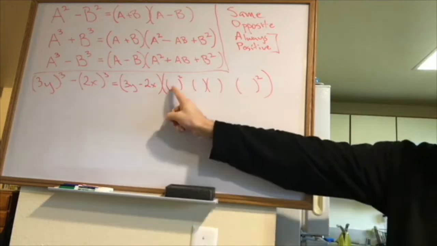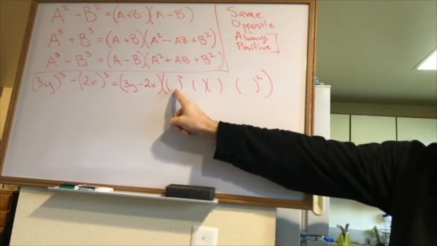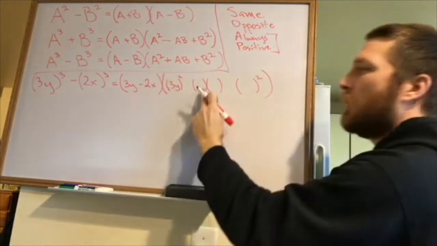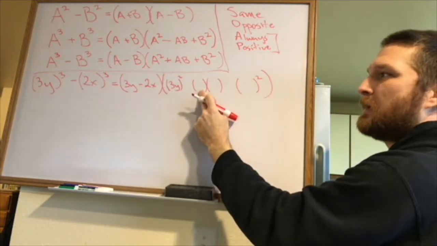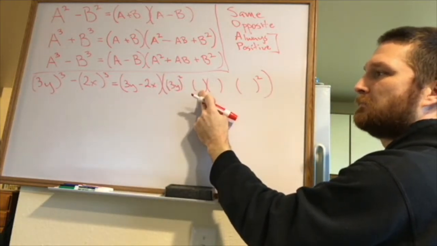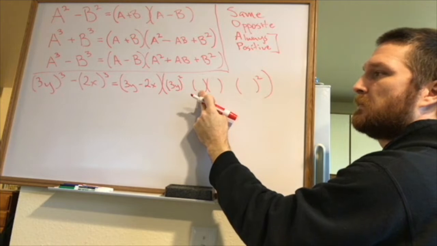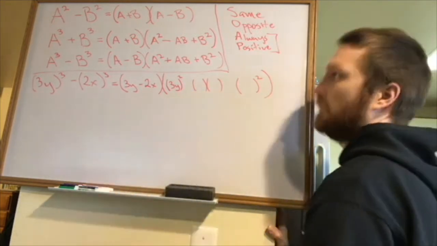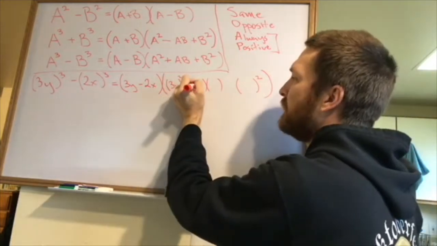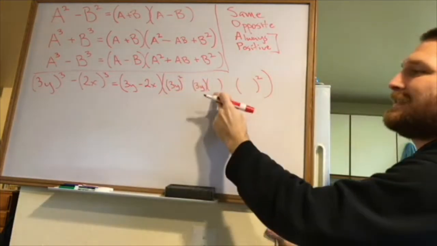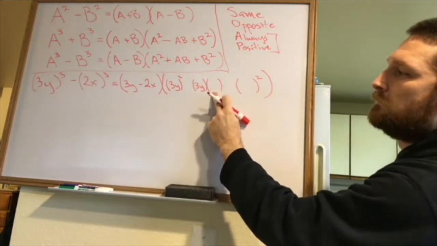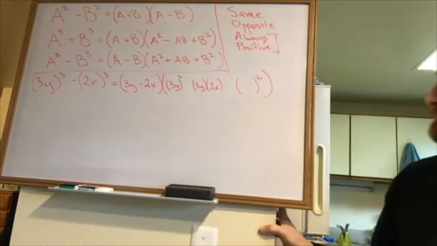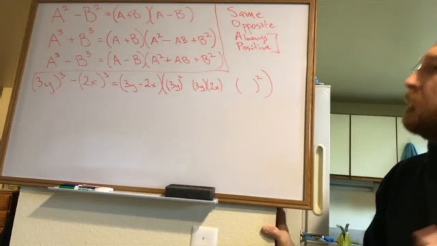Okay, so what's the first thing? What goes in here? 3y. 3y. And then what goes right here? 3y. 3y again, yep. Okay, what's the next part? 2x. And then the last part? 2x. Okay.